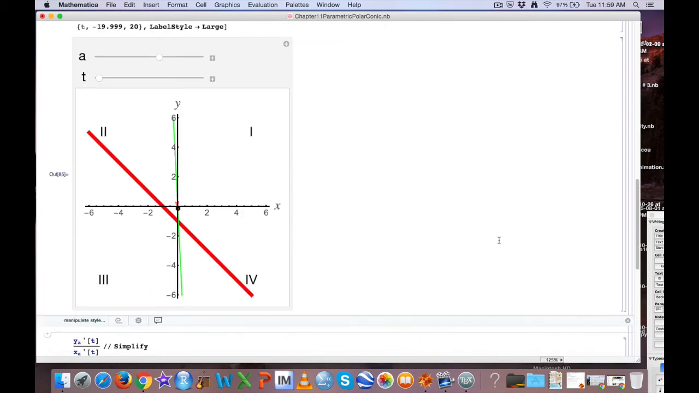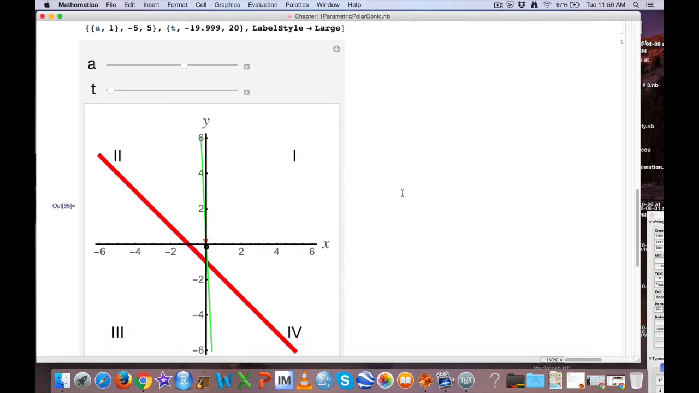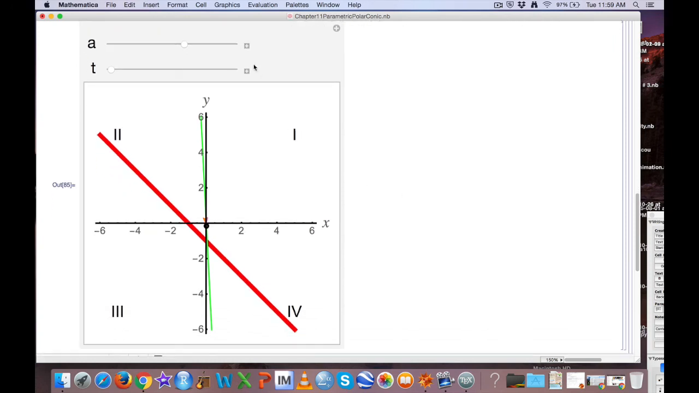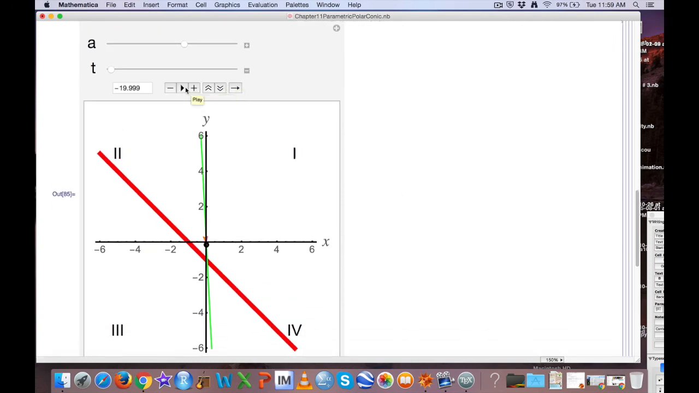I made the asymptote extra boldface here, so we're going to see something interesting. We're going to see Mathematica draw in the asymptote here as t varies, which is technically not part of the graph, but we won't worry about it. It's not doing the greatest job with the animation.